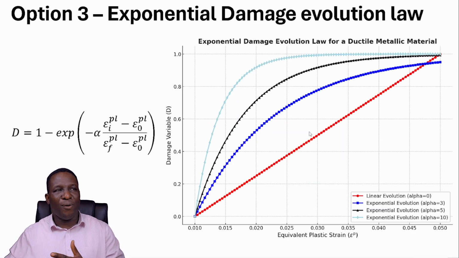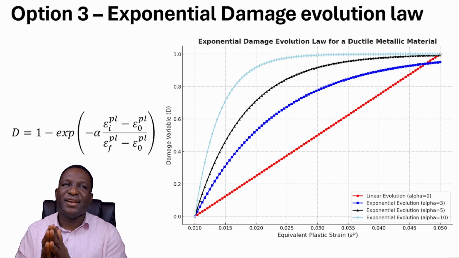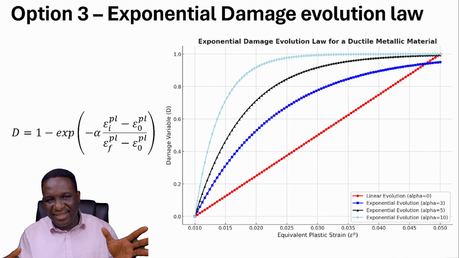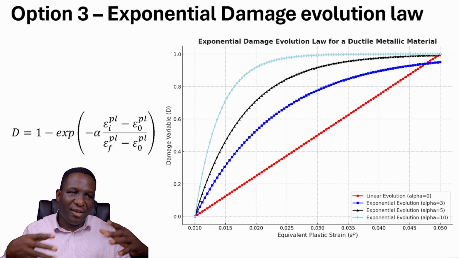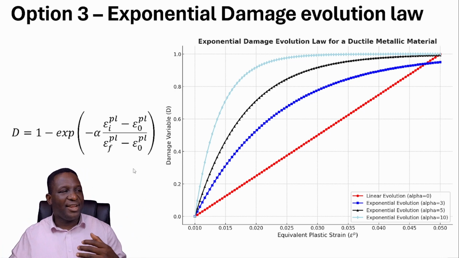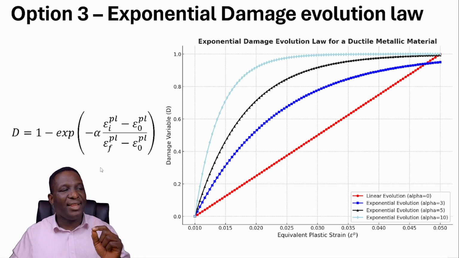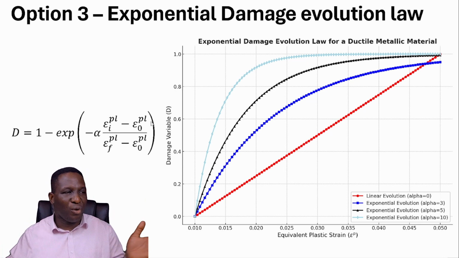The third of them all is an exponential damage evolution law. Again, for certain instances of simulation you're running, it would fit using an exponential case. The expression of how D is dependent on all the other parameters will also look like this.